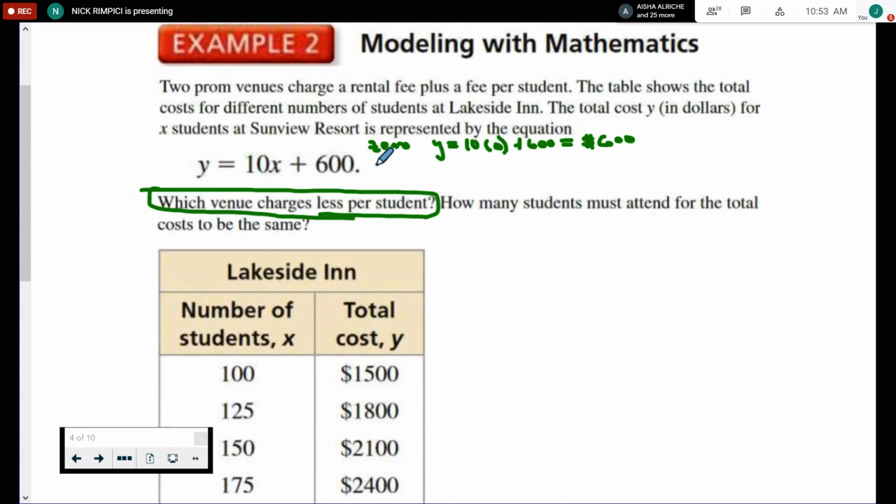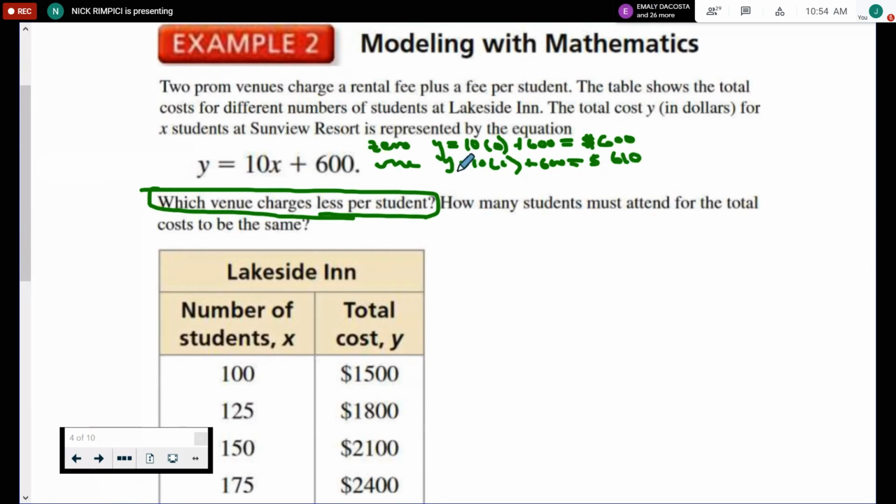Let me see what happens if one student shows. If one student shows, that means x is 1. So y equals 10 times 1 plus 600. 10 times 1 is 10, plus 600 is 610. So 610. By adding one student, the price went up $10, right?